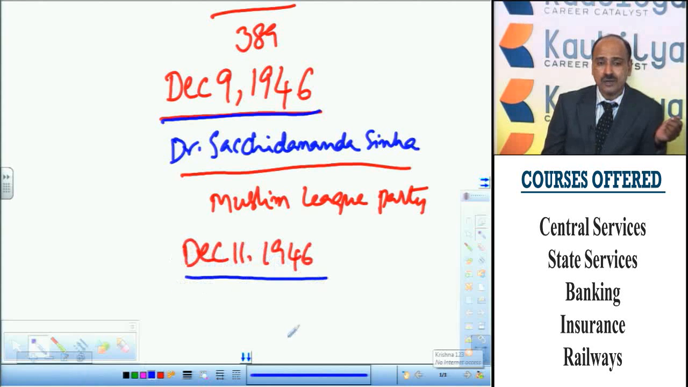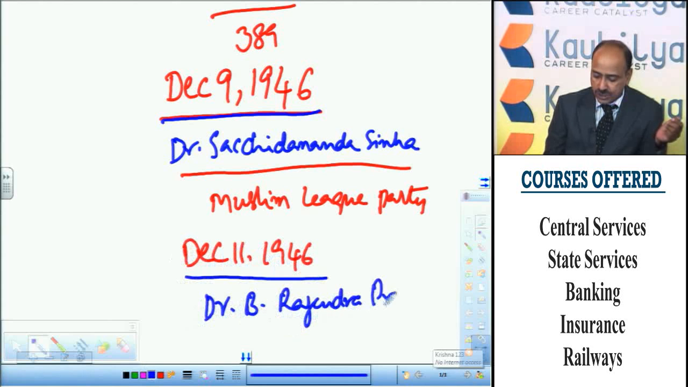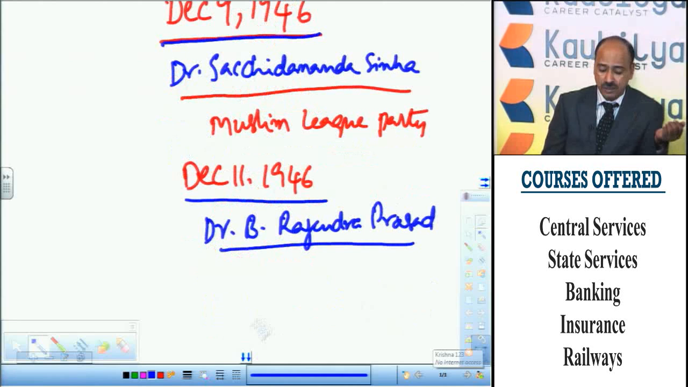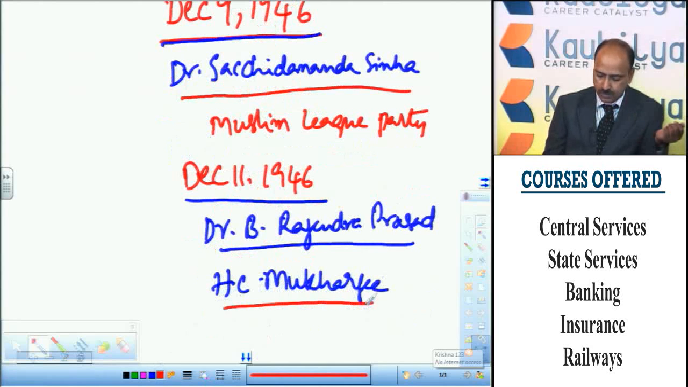In the second meeting, Dr. Babu Rajendra Prasad was elected President of the Constituent Assembly on December 11, 1946. He appointed H.C. Mukherjee as Vice President of the Constituent Assembly.